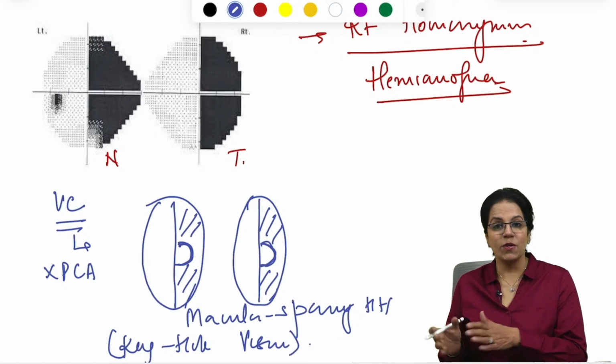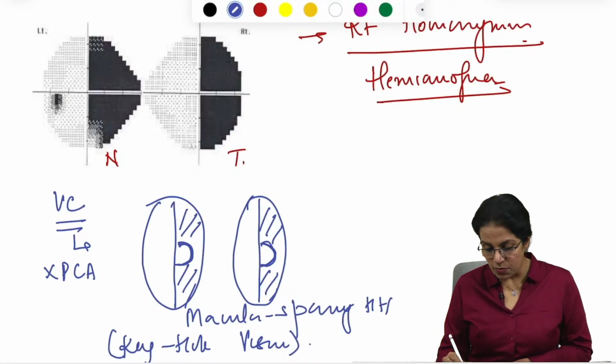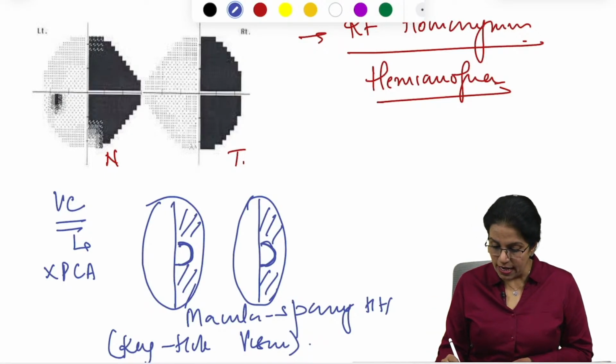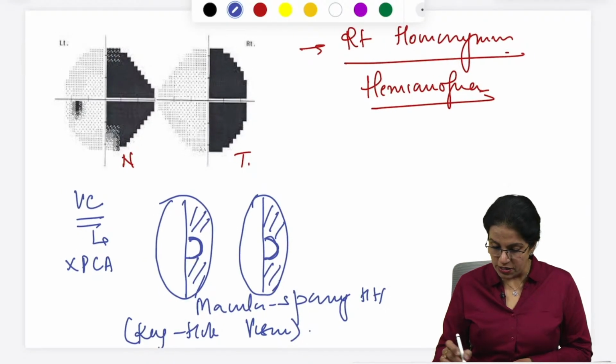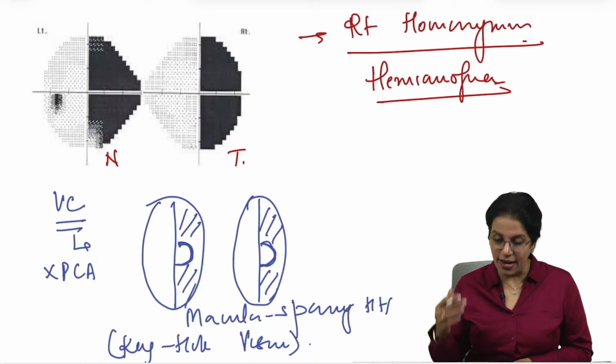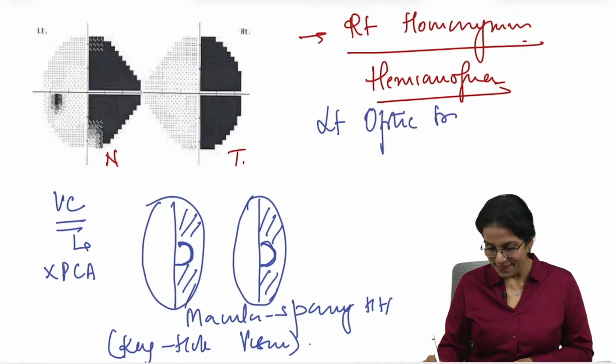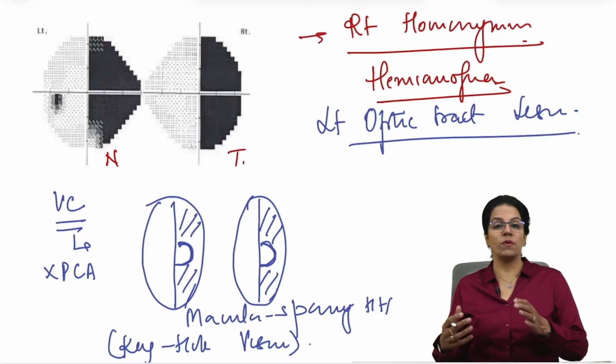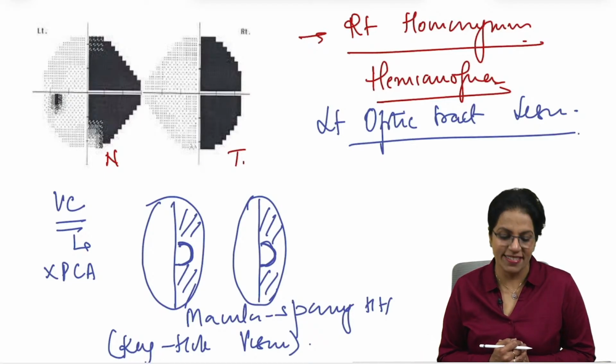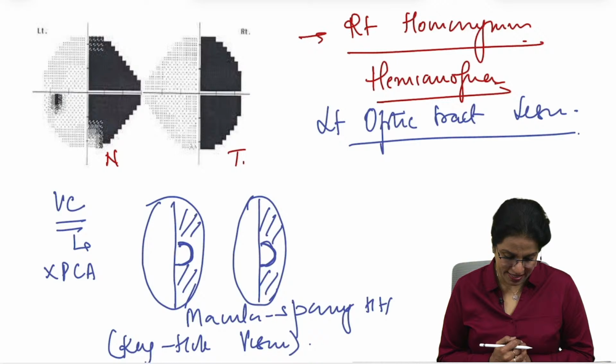Got it? So what should you answer? Generally, most commonly, if this type of thing is asked, our first answer has to be optic tract lesion. In this case, as you can see, it's a right homonymous hemianopia, so we will say it's a left optic tract lesion, right? Don't forget this, and also revise Wernicke's hemianopic pupil, which is seen in optic tract lesion. Kindly revise that.